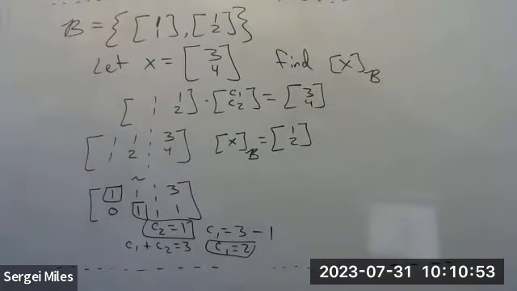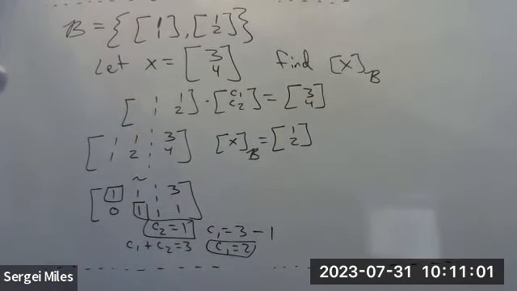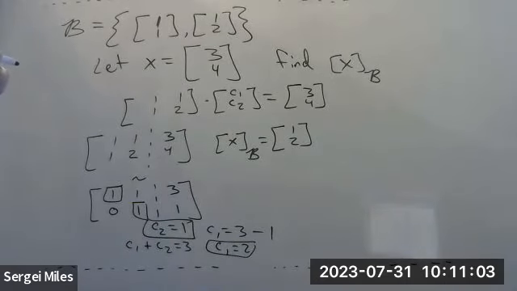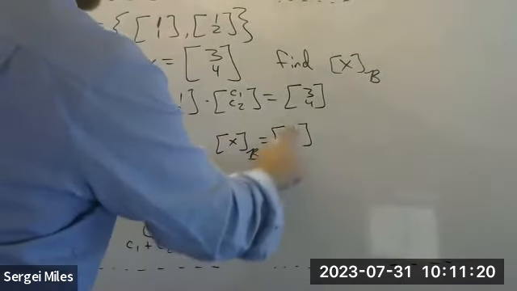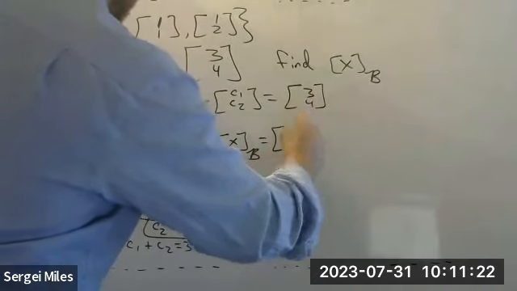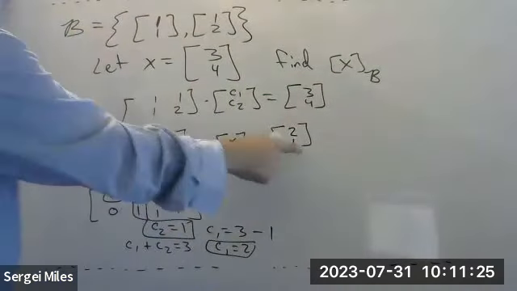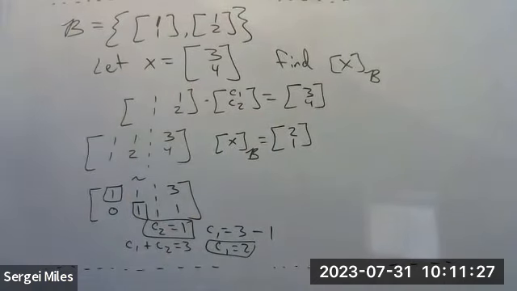Now, what is this saying? Wait, hold on. Did I write this correctly? 1, 1, 1, 2, 3, 4. Oh yeah, we're fine. Okay, this is good. Oh, I flipped it here. That's why it looks weird. C1 is 2. Yeah, make sure you have things in the correct order. It does matter.